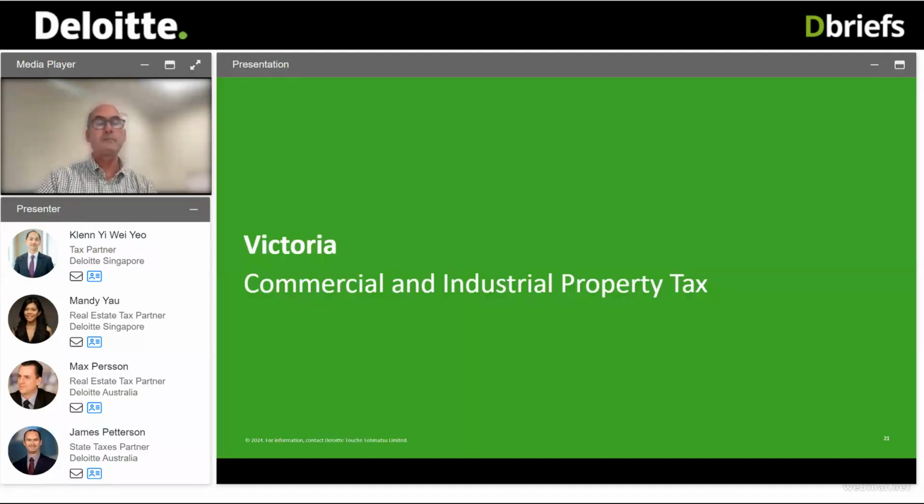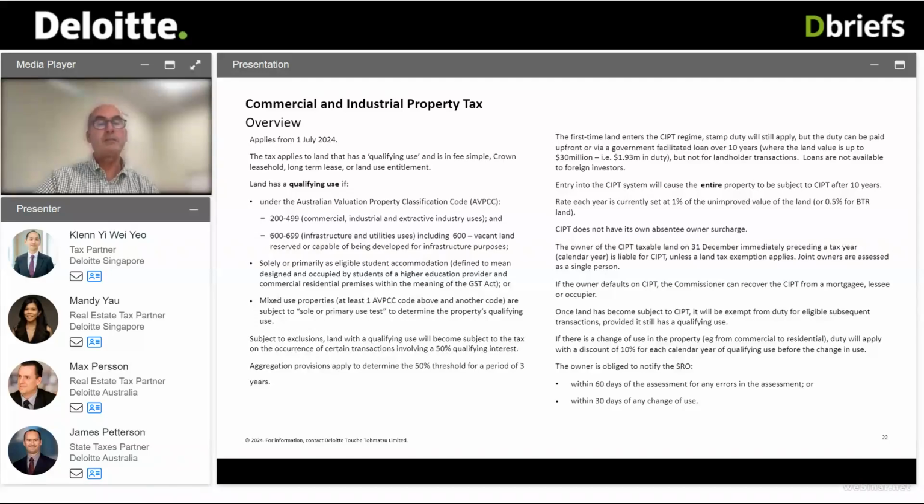Next slide, thank you. So, however, the most significant change in state taxes in Victoria this year, and potentially from all of the jurisdictions, was the introduction of the commercial and industrial property tax with effect from 1 July 2024. Next slide, thank you. So this tax is designed to replace stamp duty over time with an annual tax on commercial and industrial property in Victoria.